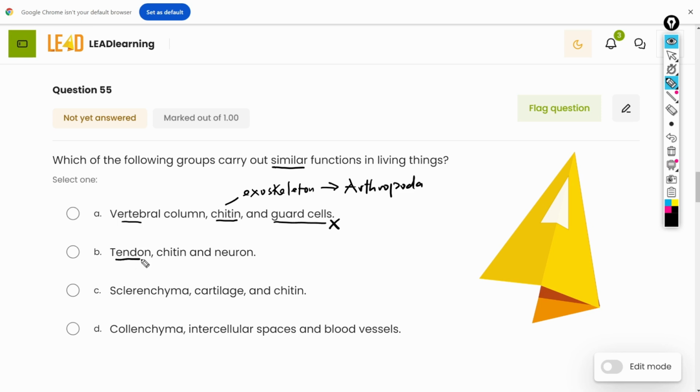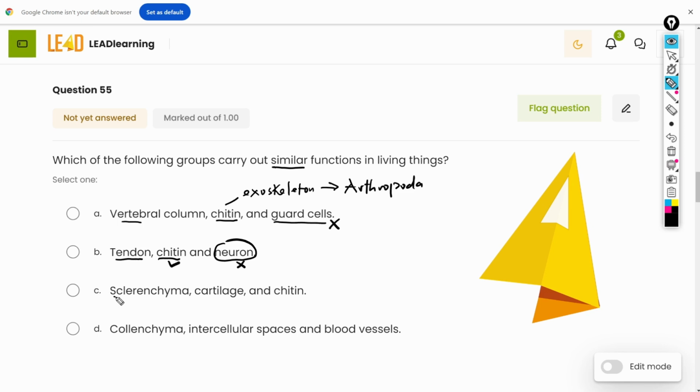Now, tendons are the white tiny cords that connect muscles to bones. That's support. Chitin also supports, but a neuron is a cell that transmits neural impulses. So this is not support. So this one differs here.